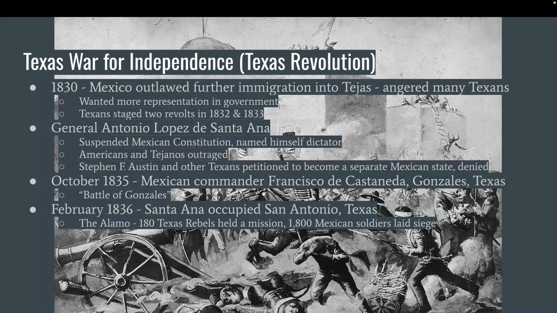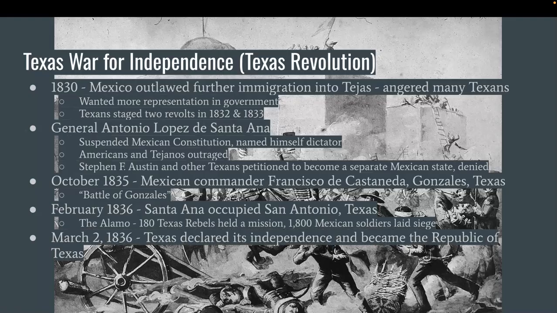And 180 Texas rebels kind of took over the mission and turned it almost into a fort. And so 1,800 Mexican soldiers laid siege to the mission. So when we say laid siege, it means they're cutting off all supplies going in and going out of that mission. So essentially starving them out.